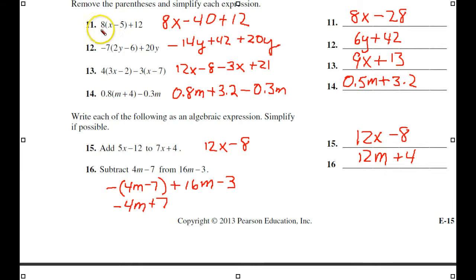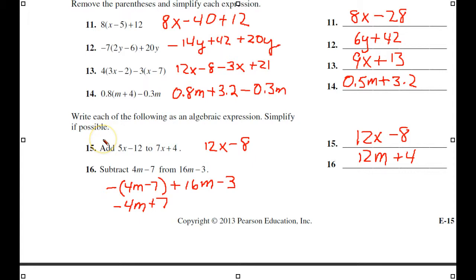Going on to 11, we distribute 8x, distribute negative 40, then we collect like terms, and we get 8x minus 28. We distribute, notice the sign change, collect like terms, and we get this. Again, distribute, carefully watching the signs, and then 12x minus 3x is 9x, a negative 8 and a positive 21 is 13. Here we carefully distribute and group like terms.